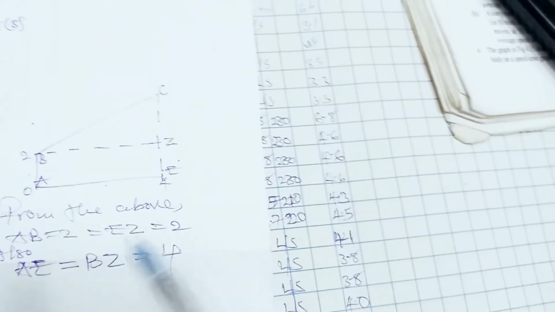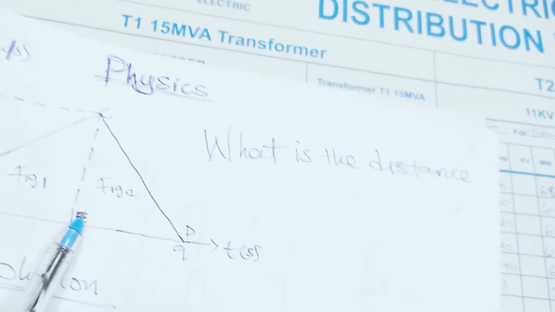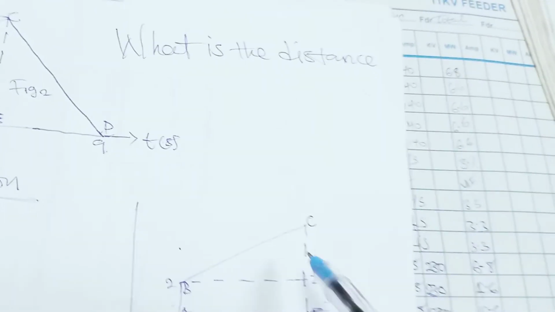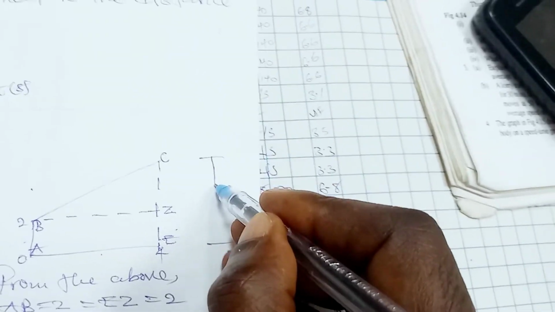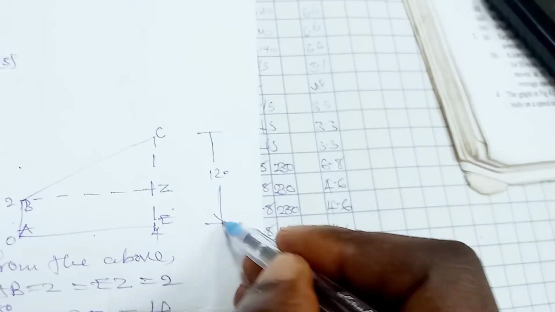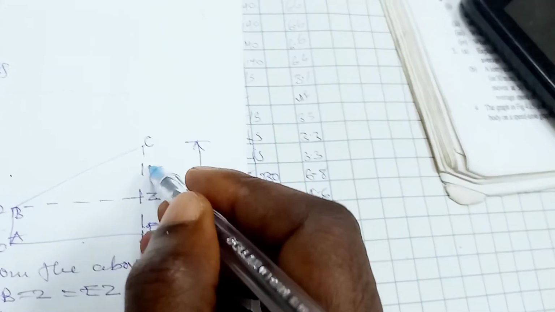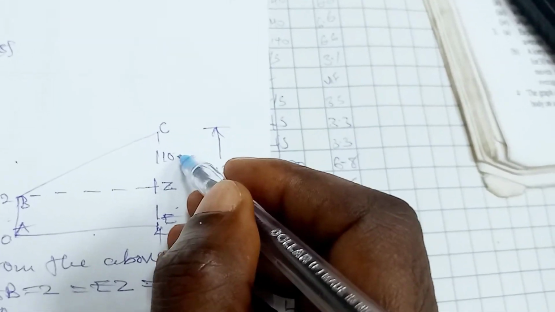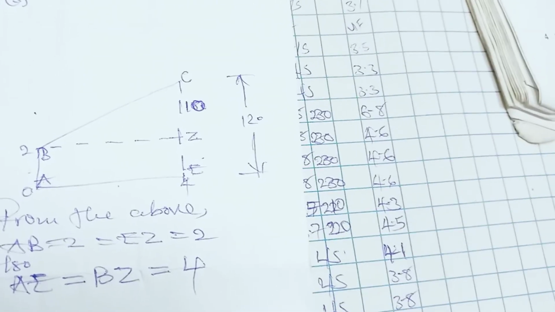Now remember that your CE is 12. So from here to here is 12. Now if from here to here is 2, that means this place will be 10. Take note of that. That place will be 10.